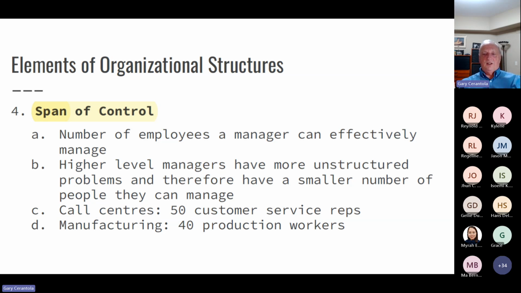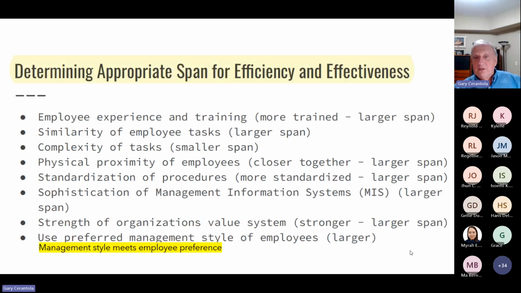You look at call centers. Their performance is measured by the software. Sometimes there are 50 customer service reps to 1 manager, right? In manufacturing, it's 40 production workers to 1 manager, because the systems are there to fill in what we call the white spots, the spaces in terms of what the manager can't see physically. The systems will report on it, and they're able to manage effectively that way. Okay.